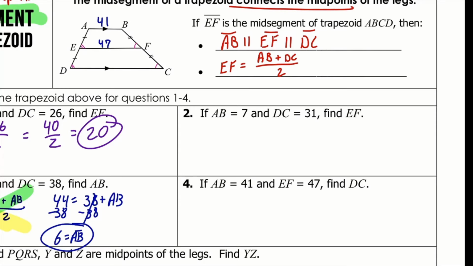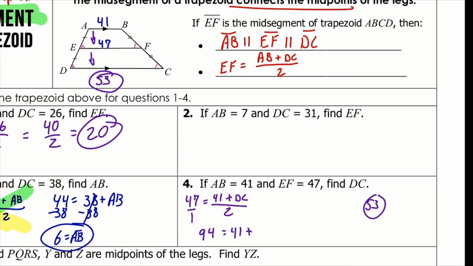And these numbers, I think, are even easier to work with than the previous one. If you're doing either strategy, 41 to go to 47, you go up 6 units of length. So the bigger one has to be another 6 units above. So whether you're doing the algebra or this, you should get 53. If you're plugging into the formula, it would just look like this. 47 equals 41 plus DC over 2. Throw it over 1, cross multiply, and we should get exactly that. I think it's 94 equals 41 plus DC, and we do. We get exactly 53.